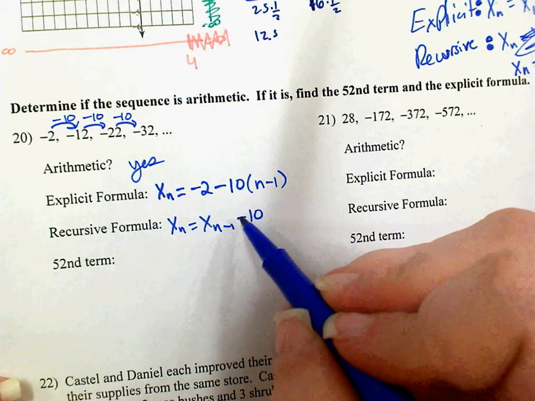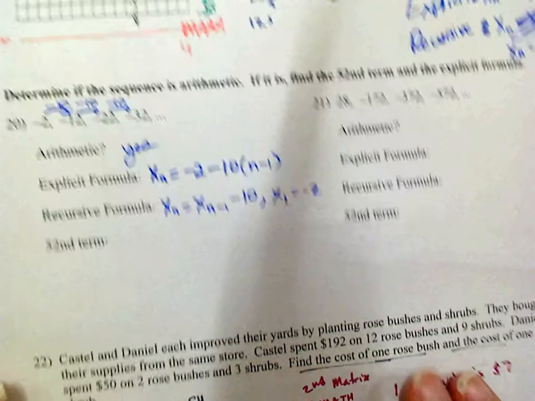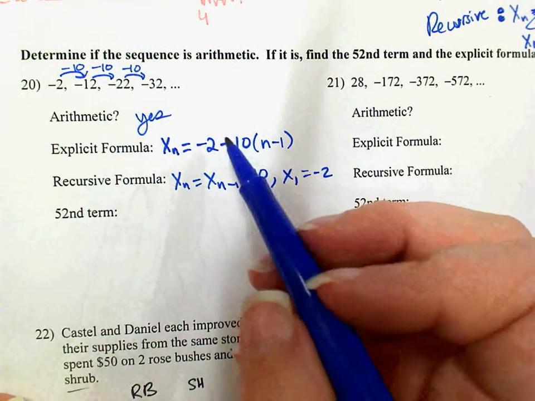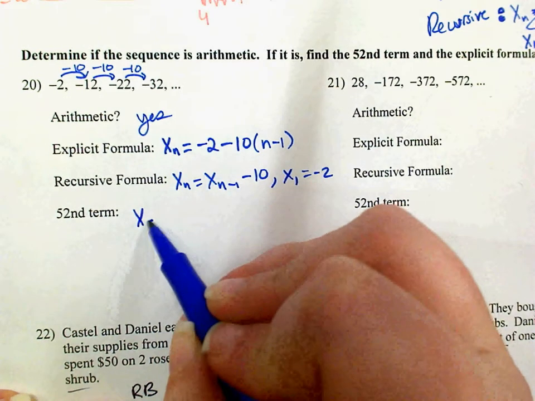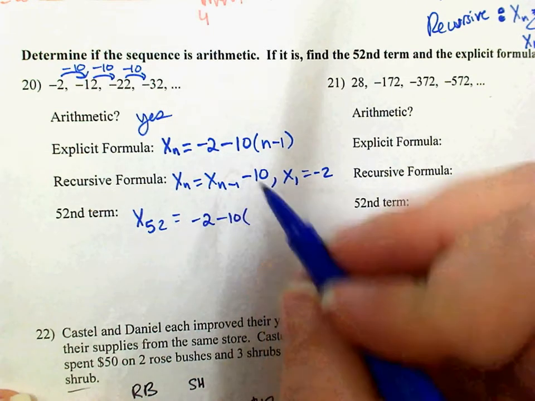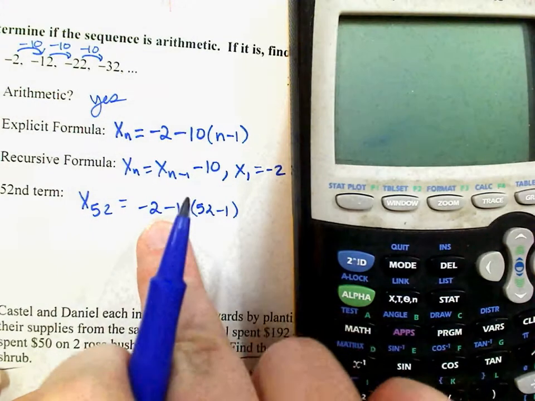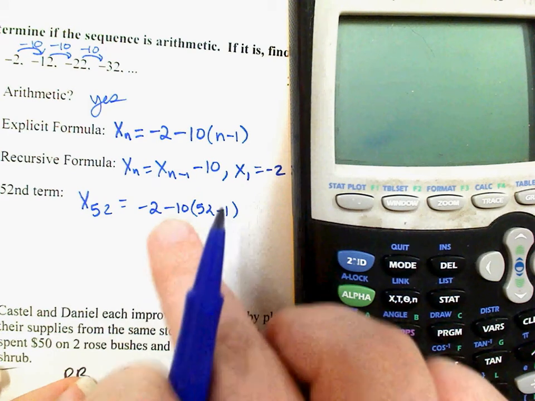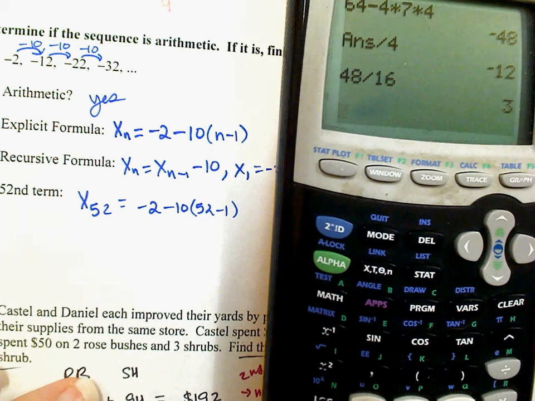Now the 52nd term, I'm actually going to fill in 52 right here and then evaluate it. You could just type it in the calculator, so just whatever you want. X sub 52 is negative 2 minus 10 times n is 52 minus 1, which is 51. You cannot combine negative 2 and negative 10 before you multiply by 51. You have to, because negative 10 is being multiplied and negative 2 is not. Don't be silly. And I suggest you just type it in exactly how you see it so that you don't make a mistake. Negative 512.